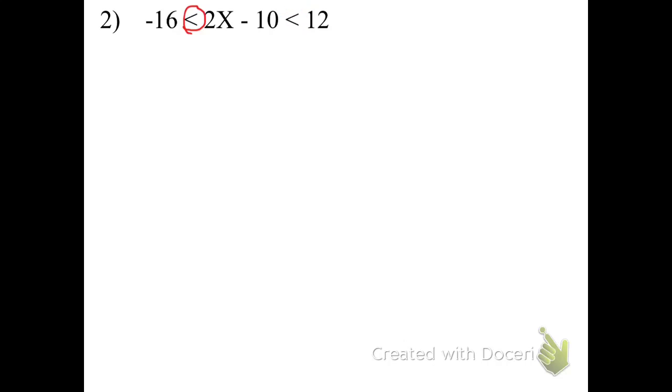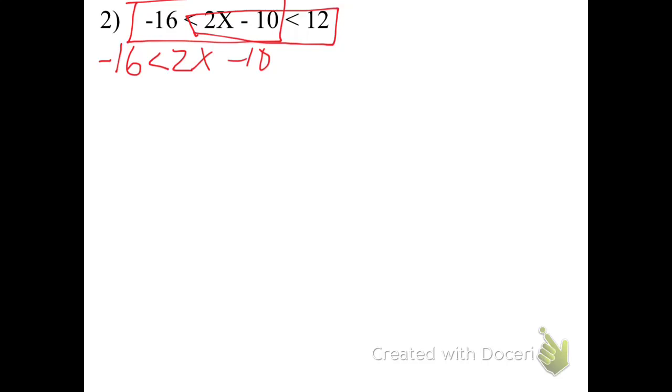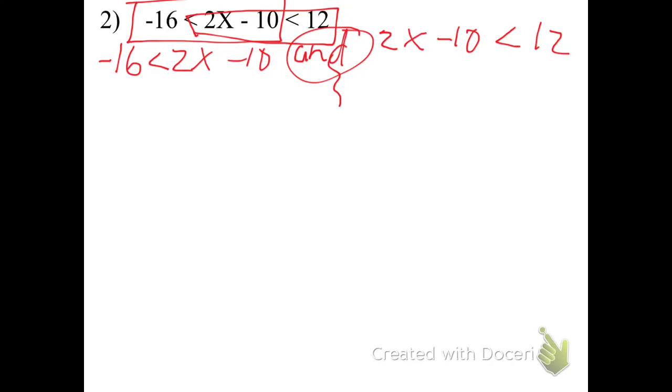This one's one of those that's compacted. So you look at the left two items, and then you solve that. So you've got negative 16 less than 2x minus 10. And then you look at the two right items, and you solve that inequality, which is 2x minus 10 less than 12. Okay, so now you solve both of these separately, and remember, whenever you have the compacted version, it's always an "and" compound inequality.